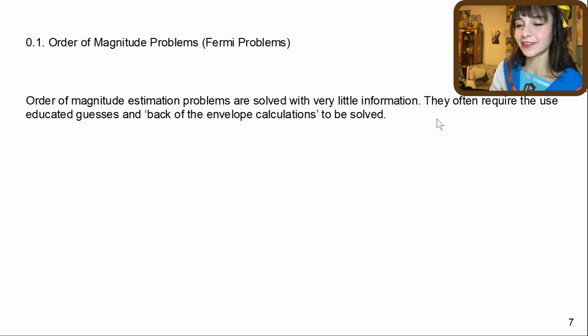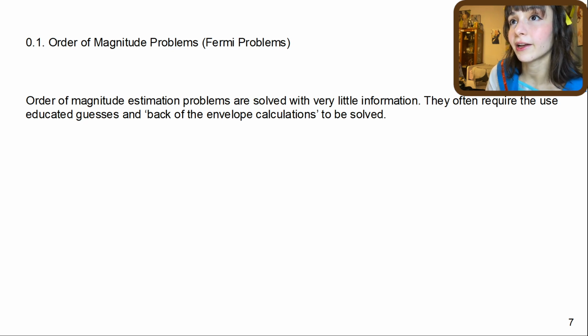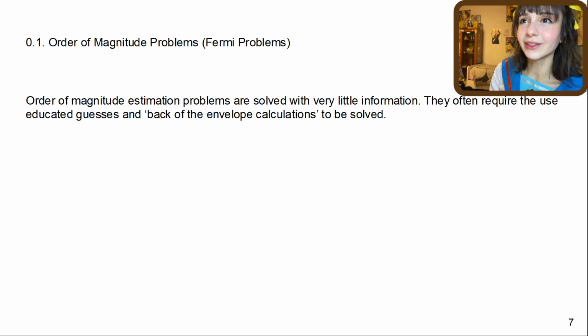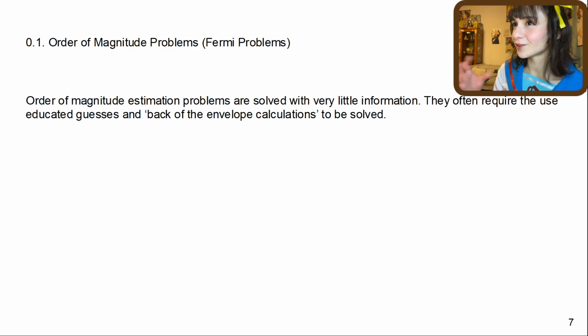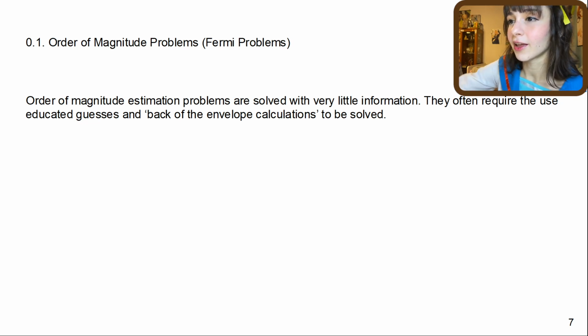But yeah, so now that we're discussing orders of magnitude, I wanted to quickly mention something called order of magnitude problems, popularized by physicist Enrico Fermi. They are also typically known as Fermi problems. These are problems that you can solve with very little information. They're approximation or estimation problems, and they often only require guesstimating and what they call back of the envelope calculations to solve.